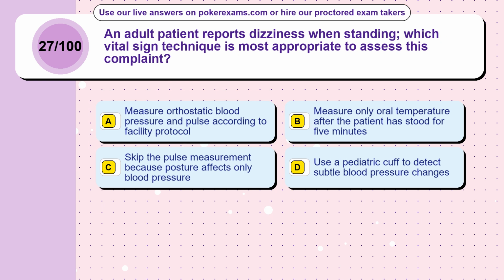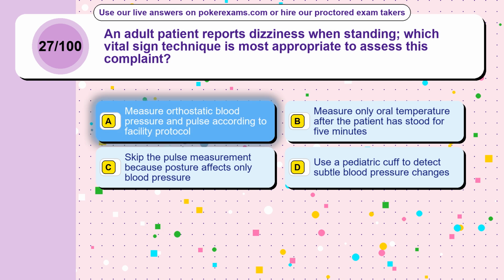Question 27. An adult patient reports dizziness when standing. Which vital sign technique is most appropriate to assess this complaint? Option A. Measure orthostatic blood pressure and pulse according to facility protocol. Option B. Measure only oral temperature after the patient has stood for 5 minutes. Option C. Skip the pulse measurement because posture affects only blood pressure. Option D. Use a pediatric cuff to detect subtle blood pressure changes.